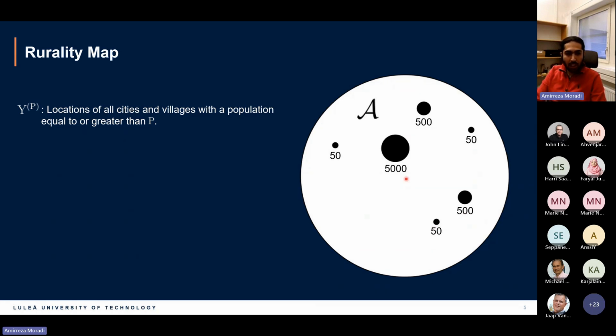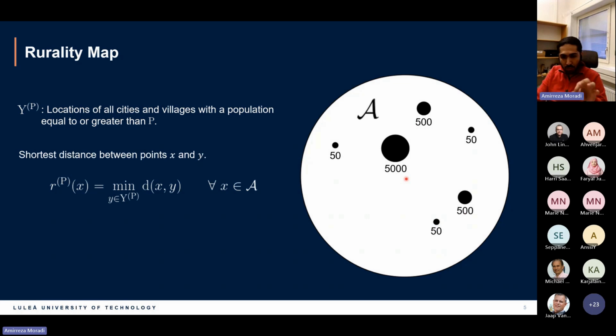What we are interested in is the shortest distance between each of these points and the location of these cities. For example, suppose we want to measure rurality for this cross. We first look for the shortest distance to the first population class. That means we are looking for the closest city with more than 50 people, among all those 6 cities, which is this one. Then we go to the next class, greater than 500, which are these 3 cities, and it would be this one. And lastly, we have the 5,000 class.